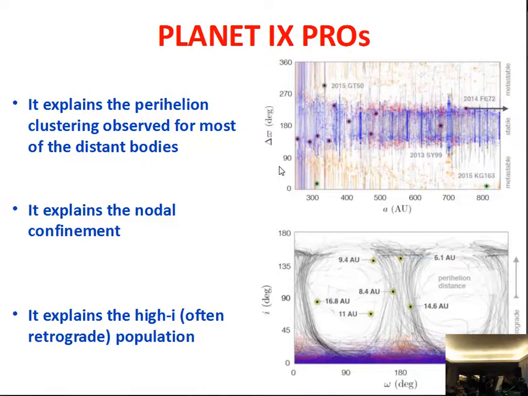It also explains the nodal confinement. I don't have a figure on that. And it explains the origin of this highly inclined, even retrograde population that we do observe, as I said. The bodies that I show here are real TNOs that have inclinations, as you can see, bigger than 60 degrees, some as big as 140 degrees. If you plot their inclination relative to their argument of perihelion, and you compare with the tracks of all our simulations in this theta resonance, you see they match quite well. So I would say the planet explains this distribution as well.